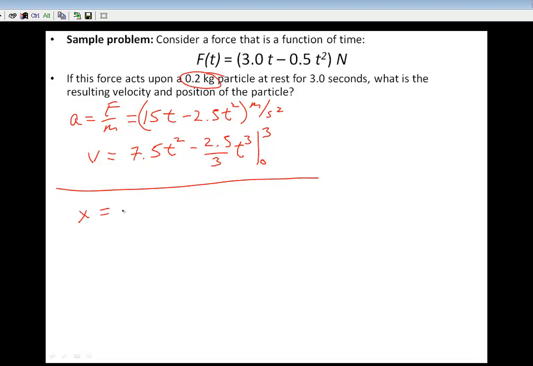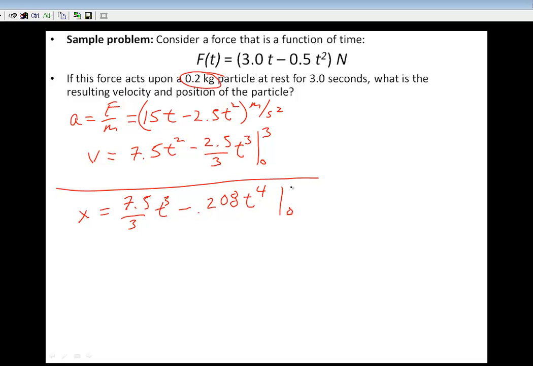Tell me how that would turn out. 7.5 over 3 times what? T cubed. And I'm going to subtract 0.208 t to the 4th. And then I've got to evaluate that as well from 0 to 3.